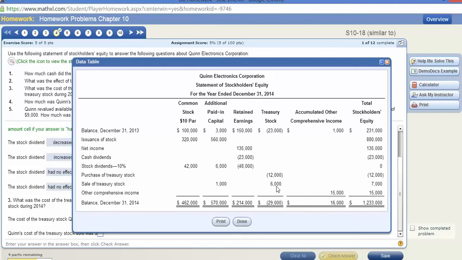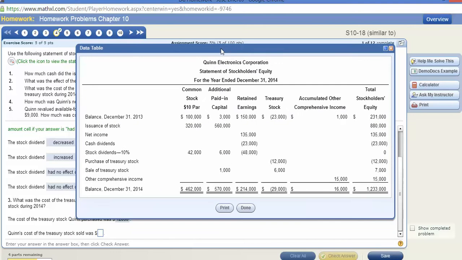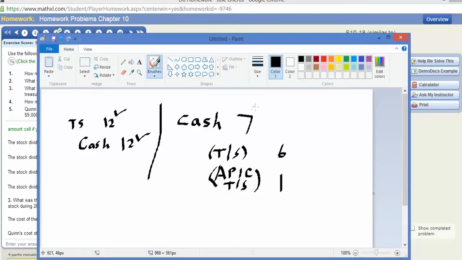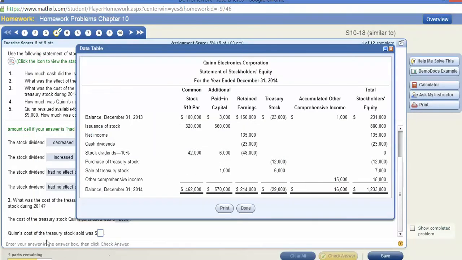So when you're focusing on the cost, and that's what it's asking you for here, notice it's not saying how much did you get for this. How much you got for this is clearly 7,000. You can highlight that here in this entry. See, you got 7,000, but it's not asking you what you got. It's asking you what was the cost basis of the shares that were sold.